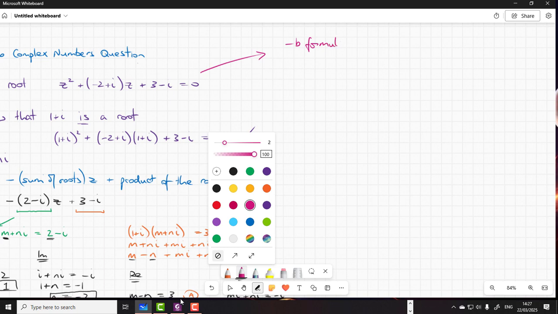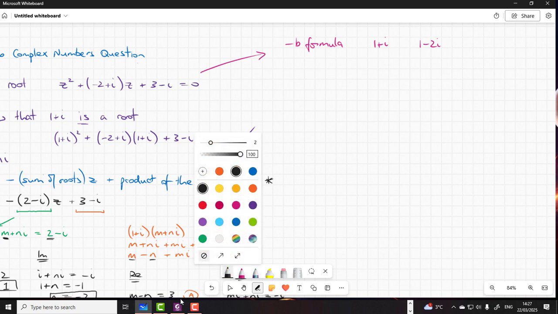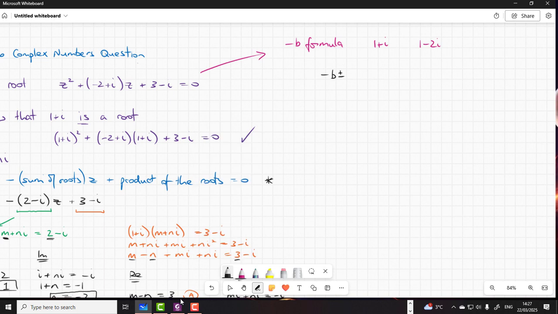We'll get two solutions. One of the solutions is the 1 plus i that we found previously. And the other solution should be 1 minus 2i, which the reason we know that is because we've done it in a previous method just a second ago. So let's do the minus b formula. So the minus b formula is minus b plus or minus the square root of b squared minus 4ac all over 2 times a.